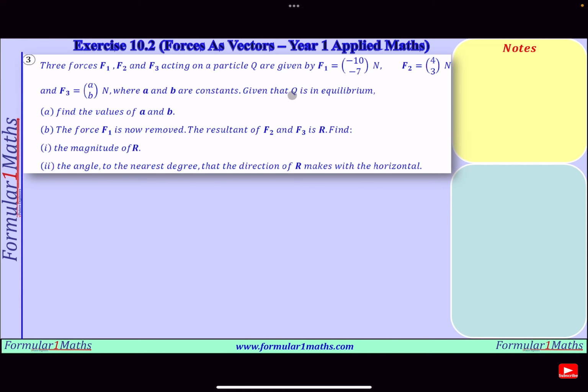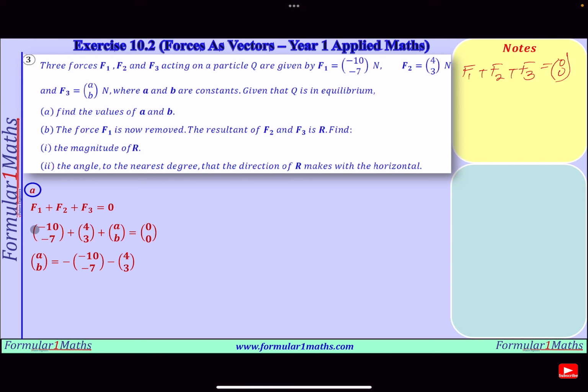Now we are told that Q is in equilibrium, so it means the resultant force acting on Q will be equal to 0. So that means that F1 plus F2 plus F3 will be equal to 0. And then we can solve that to obtain the values of A and B. So if we substitute our vectors, we're going to get this. All we do now is solve for A and B by using vector algebra. We will take this to the other side and this vector to the other side. And if we do that, we obtain this. Because this is positive over here, it goes over there, it becomes negative. And this is positive, it becomes negative.